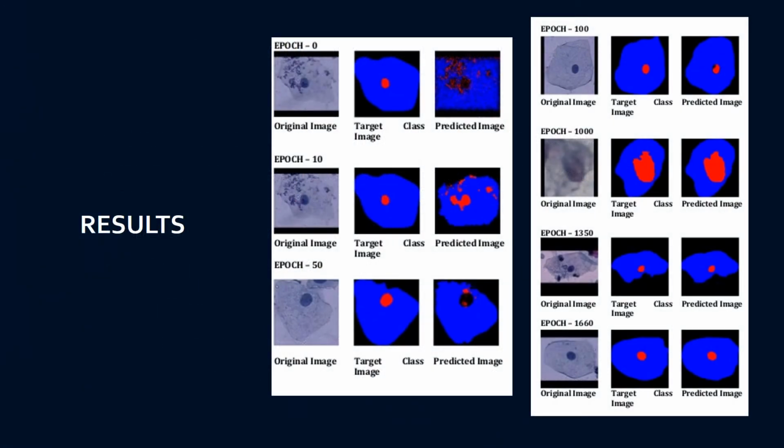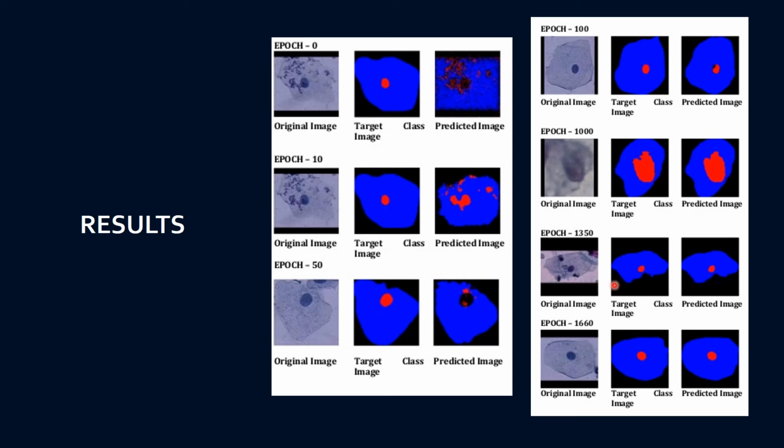And these are some of the results which you can see over epochs. Epochs are nothing but iterations in a training model in deep learning. So over iterations, the model has learned by itself. Epoch 0 is the predefined weights initialized for such an architecture, and it has nothing to do with the task. Over epochs, it has learned, and now at around 1350 or 1660 epochs, you can clearly see that the classification is proper. The target class image, which is this label, is what we created for training, and this is what the model has predicted.